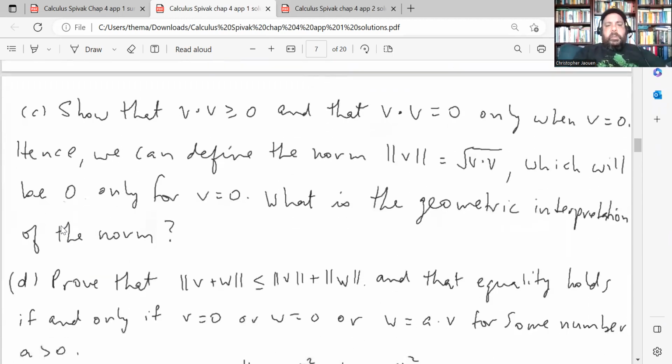Part C, show that V dot V is greater than or equal to 0, and that V dot V equals 0 only when V equals 0. Hence, we can define the norm, which is written that way, as the square root of V dot V, which will be 0 only for V equals 0. And then he wants us to say what the geometric interpretation of the norm is, right?